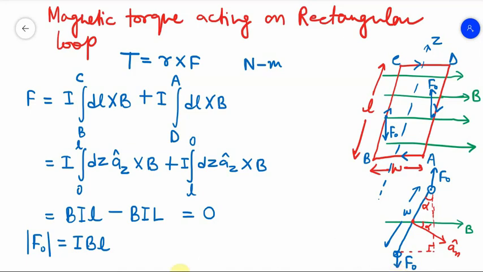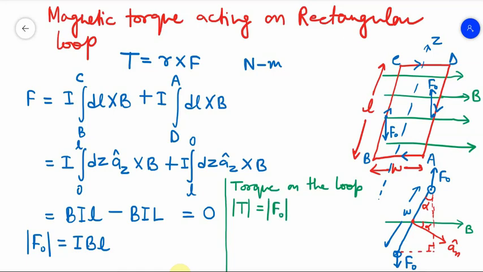If we say torque on the loop, since it has created a couple F0 and minus F0, both are acting parallel to each other but in opposite direction. So the torque on the loop T will be what? T is R cross F, so this force into perpendicular distance. So force is this F0.